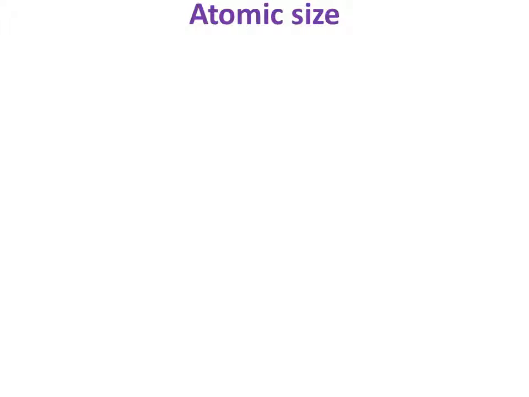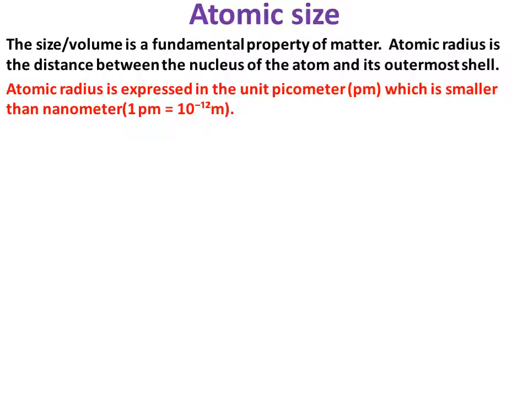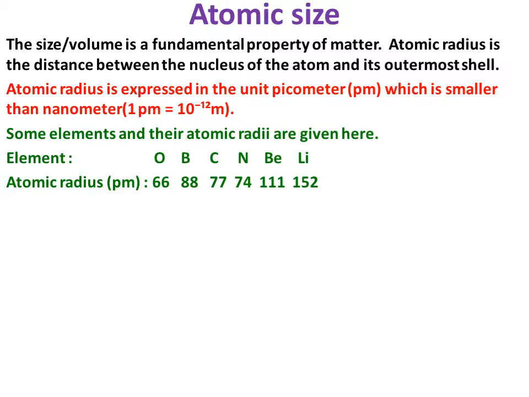Today we are going to study the atomic size. The size or volume is a fundamental property of matter. Atomic radius is the distance between the nucleus of an atom and its outermost shell. Atomic radius is expressed in the unit picometer, which is smaller than a nanometer. 1 picometer is equal to 10 raised to minus 12 meter.